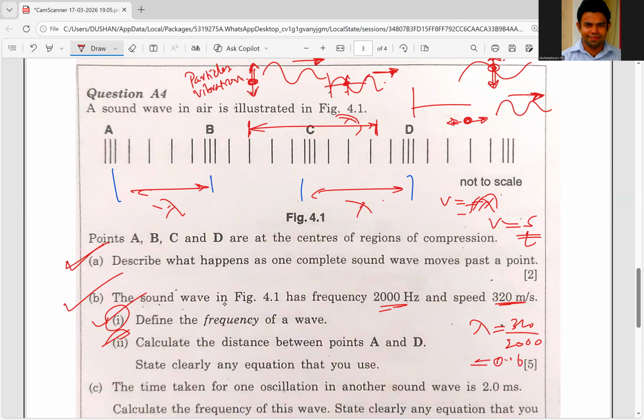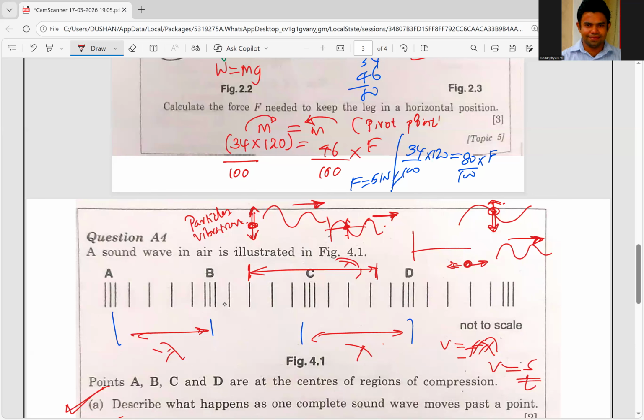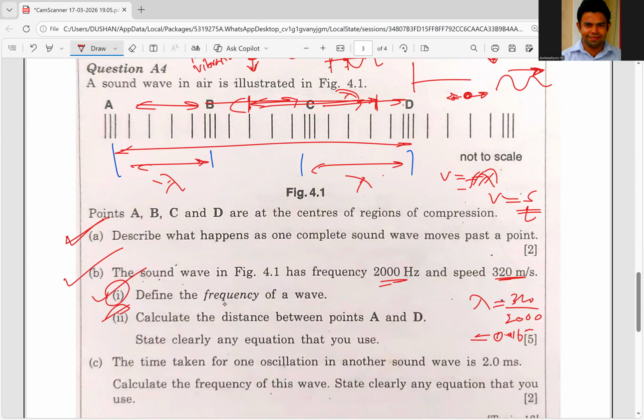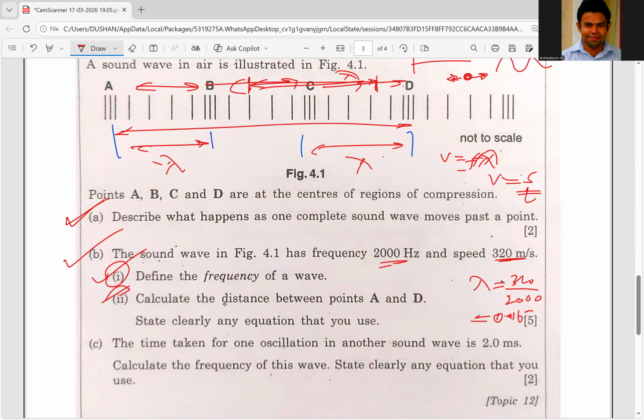I got 0.16, sir, it should be multiplied by 3 to get the distance. Yes, they are asking A to D. Why? Because there are 3 lambdas. A to B is one lambda, B to C another lambda, C to D another lambda. So they are asking A to D all together. Therefore, you have to multiply that answer by 3. Manuka understood? Yes, sir. So what is the final answer? 0.48. Sanket clear? Yes, sir.